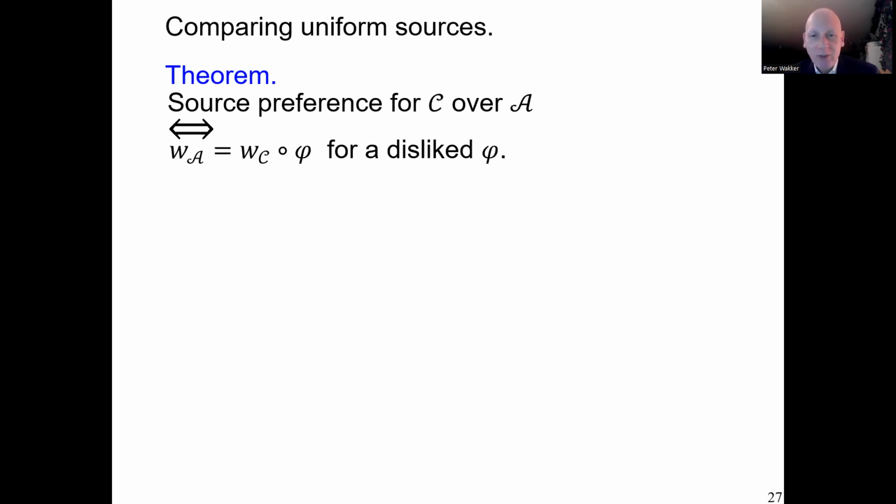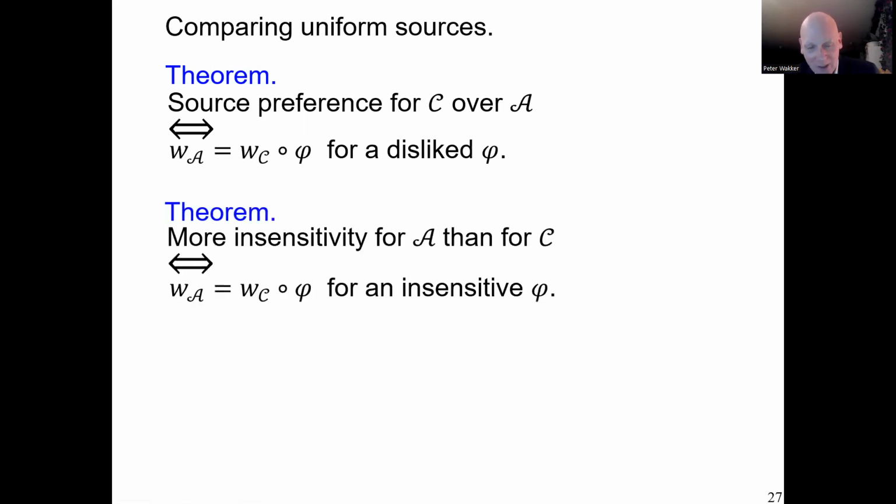Then we have source preference for C over A if and only if the source function of A results from the source function of C by composing with a disliked function phi. Disliked means it has sort of source preference over expected utility, the absolute condition. So if and only if. This is quite in the Pratt-Arrow spirit.